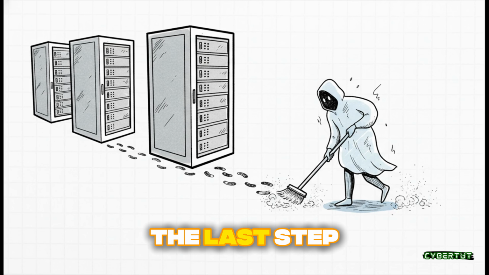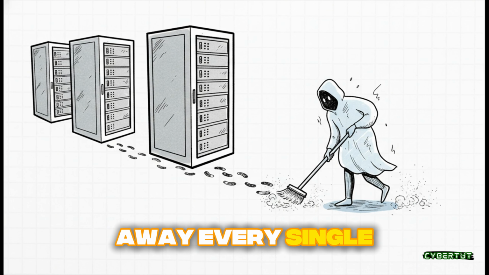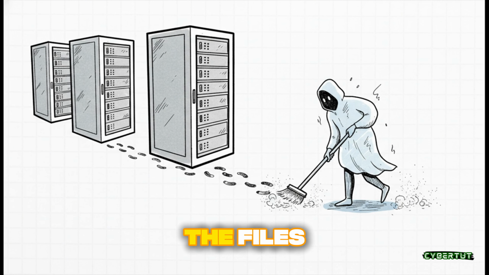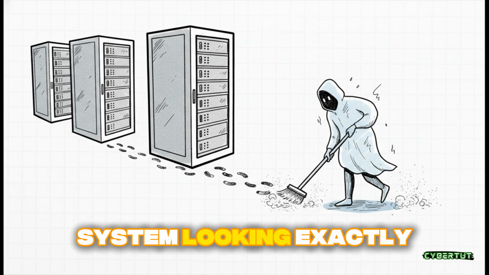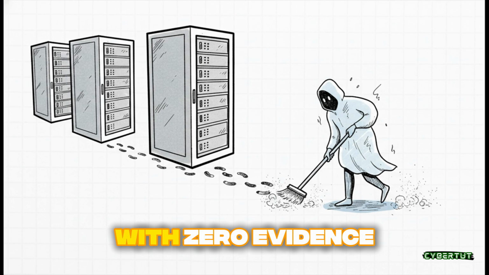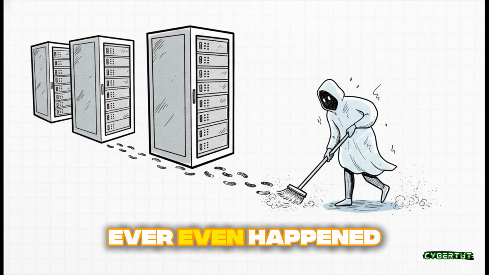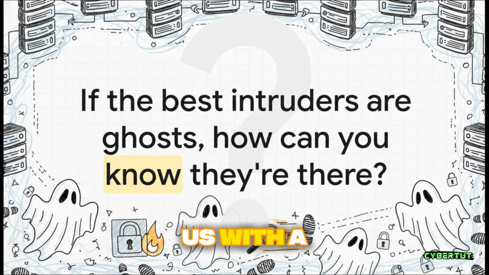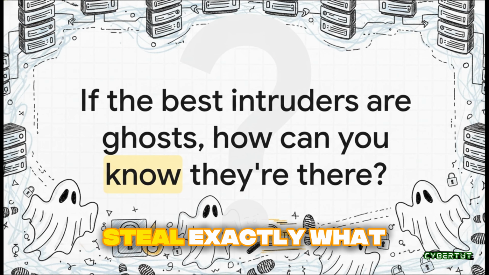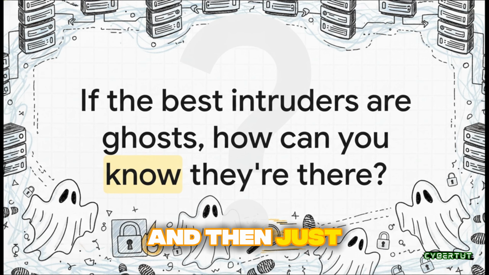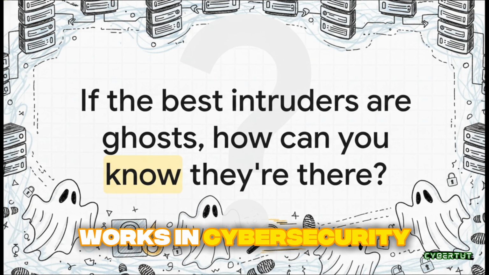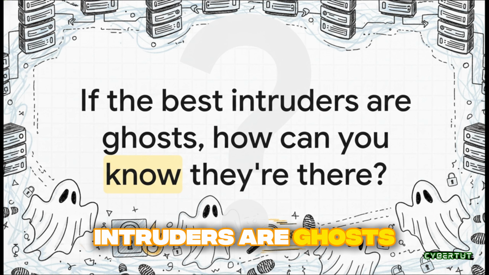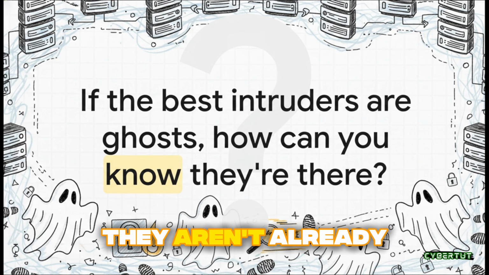And finally, the last step is to wipe away every single footprint. This means getting rid of all the files, all the scripts, all the tools you used during the attack. The goal is to leave the system looking exactly the way you found it, with zero evidence that a compromise ever even happened. And this leaves us with a pretty chilling thought. We've just walked through how a skilled attacker can get in, steal exactly what they want, and then just vanish. It really brings up a fundamental question for anyone who works in cybersecurity. If the best intruders are ghosts, how can you ever be sure they aren't already inside?